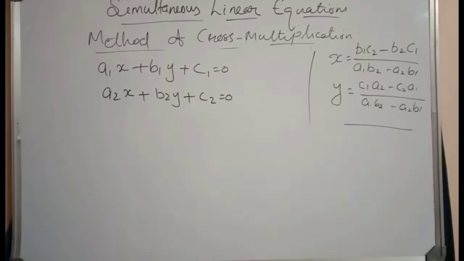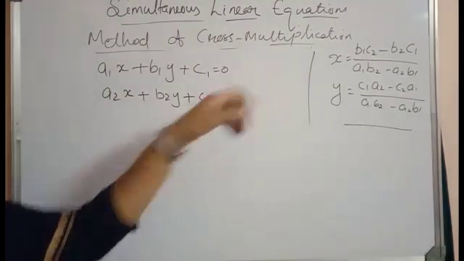In the previous class, we have studied about the method of elimination by substitution and the method of elimination by equating the coefficients. In today's class, let's see the third method, that is the method of cross multiplication.